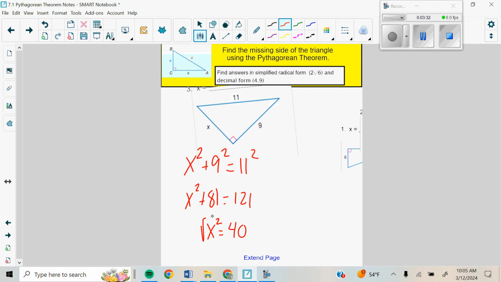So we take the square root on both sides. 40, we ask ourselves, is that a perfect square root? It is not, but we can pull out a perfect square root of 4. And so the square root of 4 is 2, and the 10 goes back under. And then, so that's our simplified radical. Or if we give it as our decimal form, that is going to be our 6.3. So there's our 2 solutions.